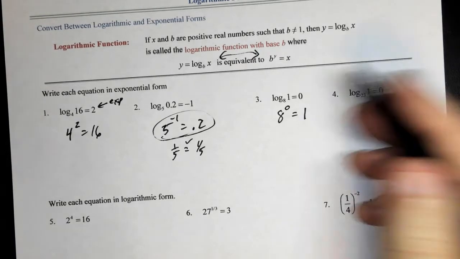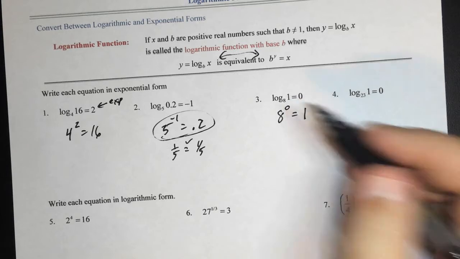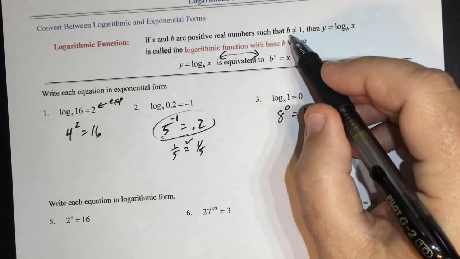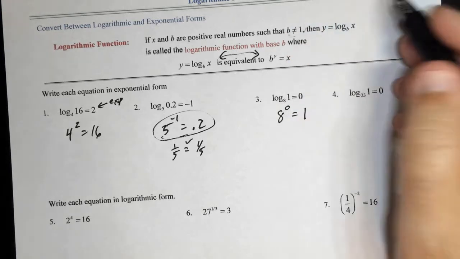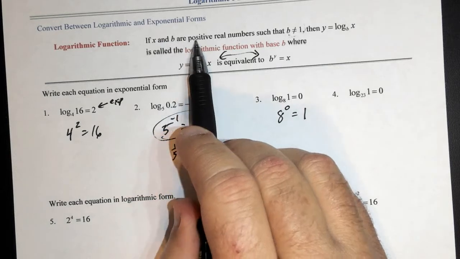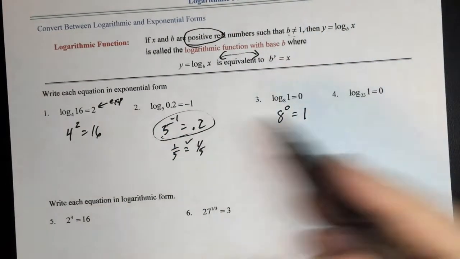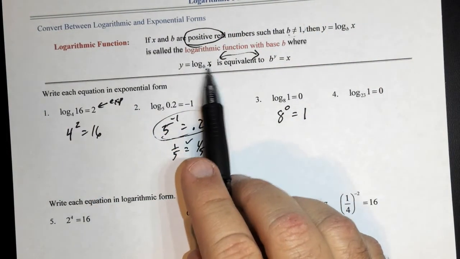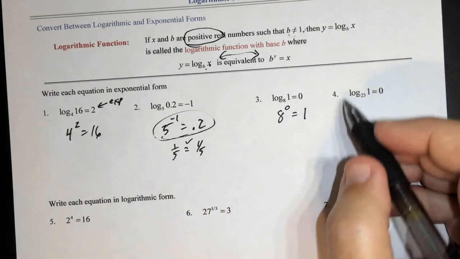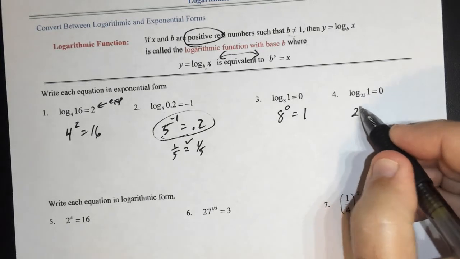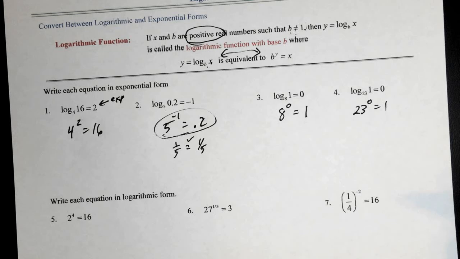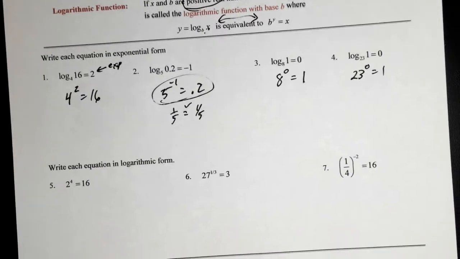A couple things to note. Bases are positive, and the base can't be 1. X and B have to be positive. Y can be negative. And again here, 23 to the 0 power is 1, because anything to the 0 power is 1.